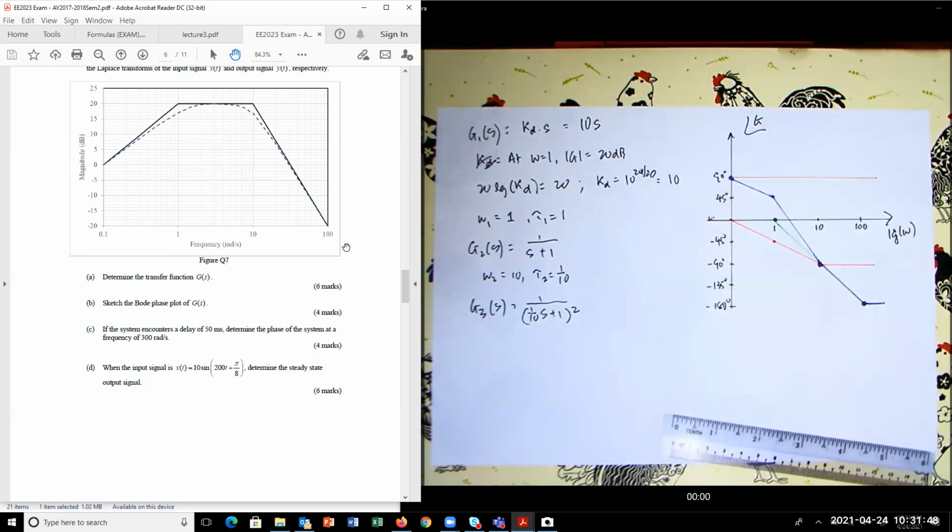For example, a differentiator will always be KD times S. Same like integrator. Integrator will always be KI divided by S.